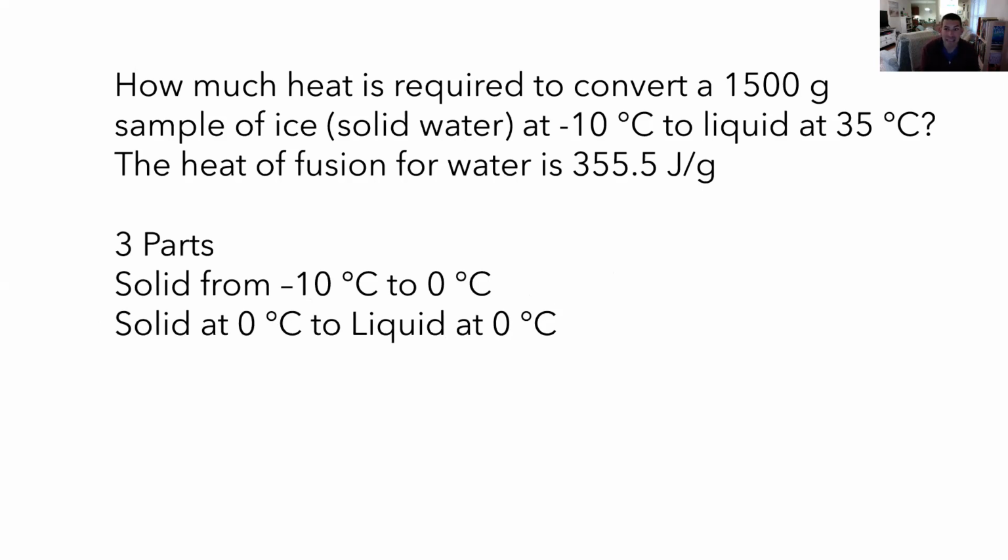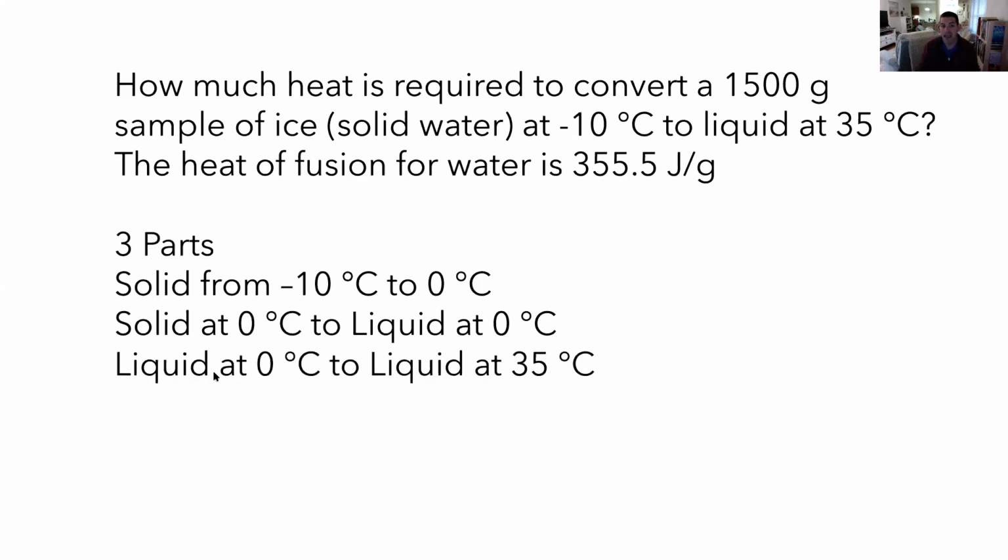This is the flat section on the heating curve. This is the section where you have a mixture of solid and liquid. The temperature does not change until we've converted all the solid into liquid. And then we need to take that liquid at 0 degrees Celsius and heat it up to liquid at 35 degrees Celsius. So three parts to this question. Negative 10 to 0 for the solid, solid at 0 to liquid at 0, and then liquid at 0 to liquid at 35.